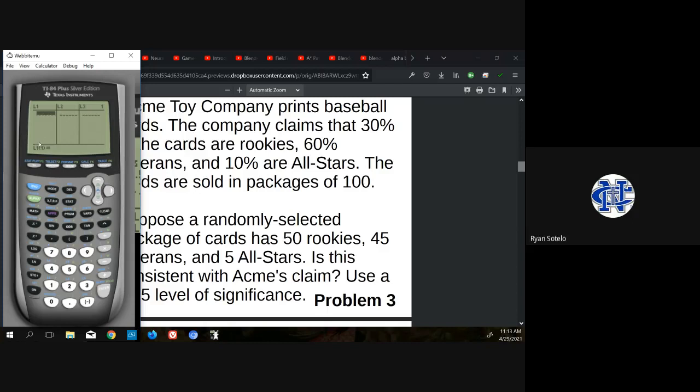You need an observed list and you need an expected list, right? So what did we observe? 50, 45, and 5. You should do that one. So that's what I observed. Here's what I expected: 30, 60, 10. So the percents are gonna be on the second one then? What are we putting in these lists? The numbers 50, 45, and 5 in the first one, observed, and expected is 30, 60, 10.